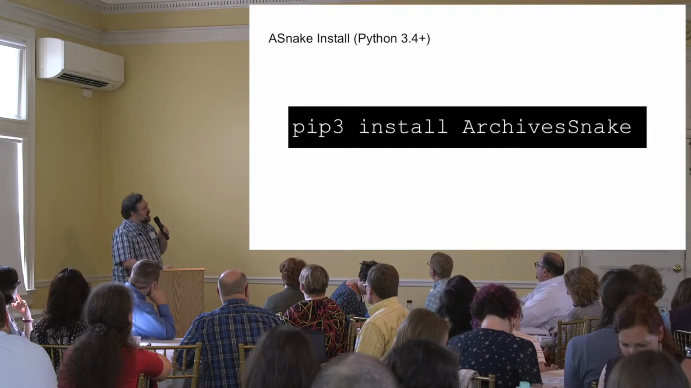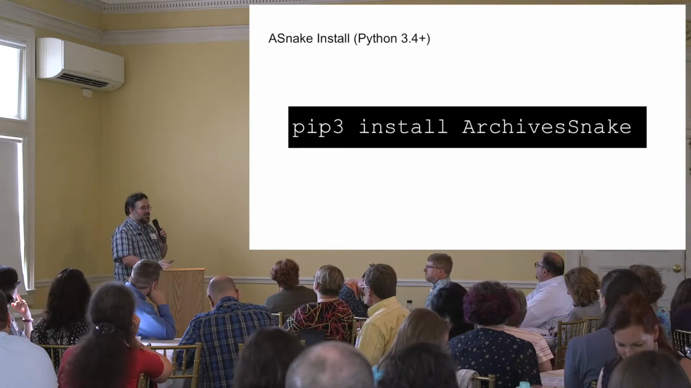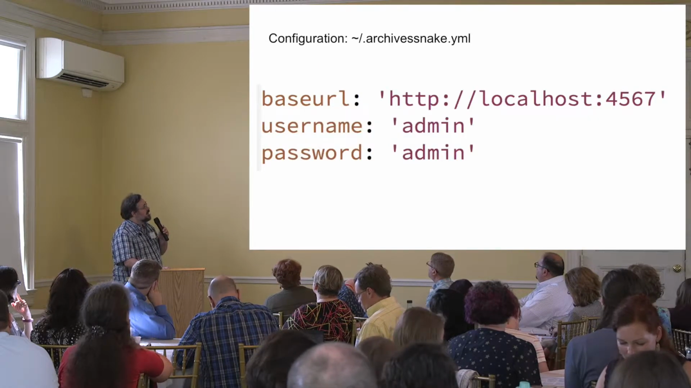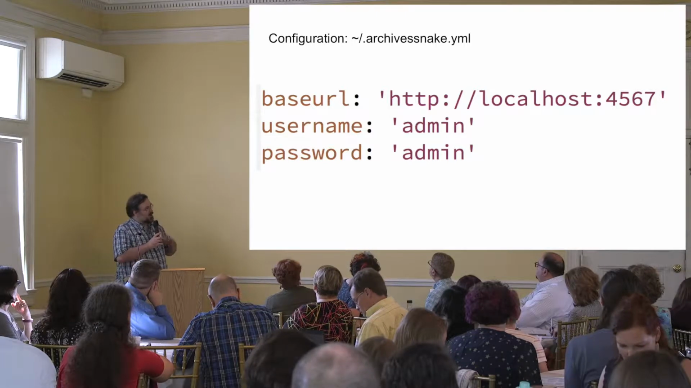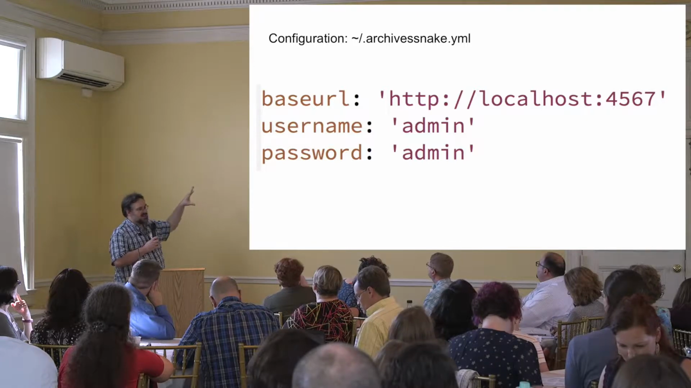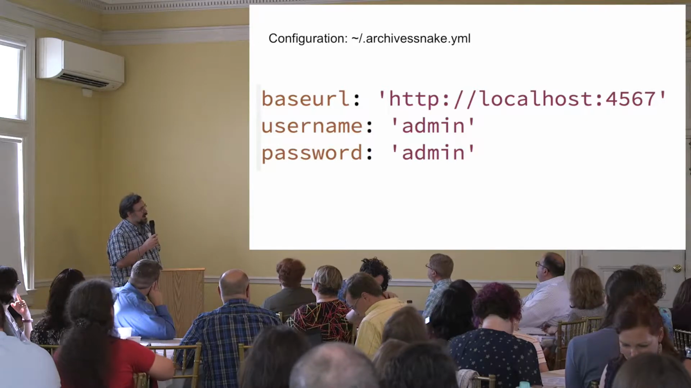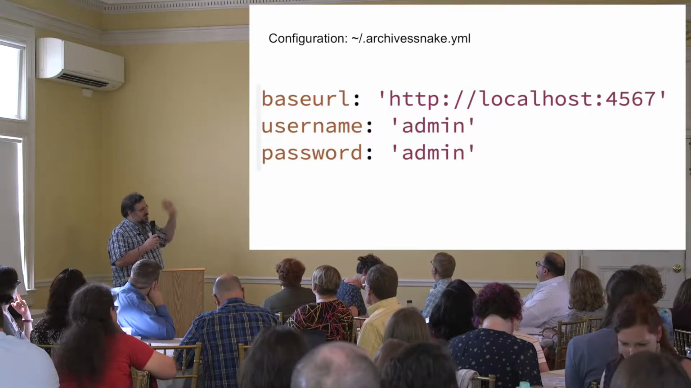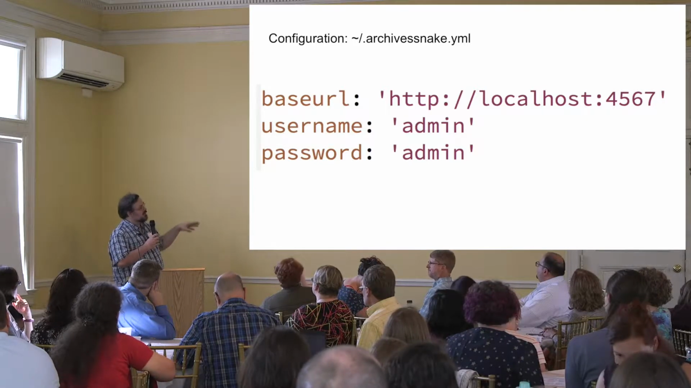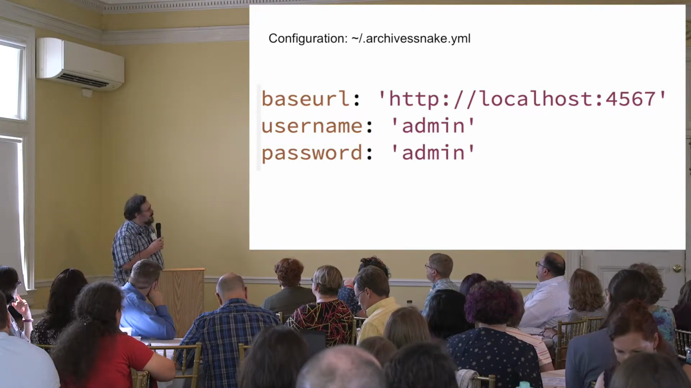In order to get ArchivesSnake at this point, all you should have to do is, assuming you have a working Python install, do pip3 install ArchivesSnake. ArchivesSnake lets you define your configuration in a file called archivesnake.yaml, which is essentially just a type of configuration file. It also lets you configure it when you instantiate an object, like when you start your script, or in various other ways.